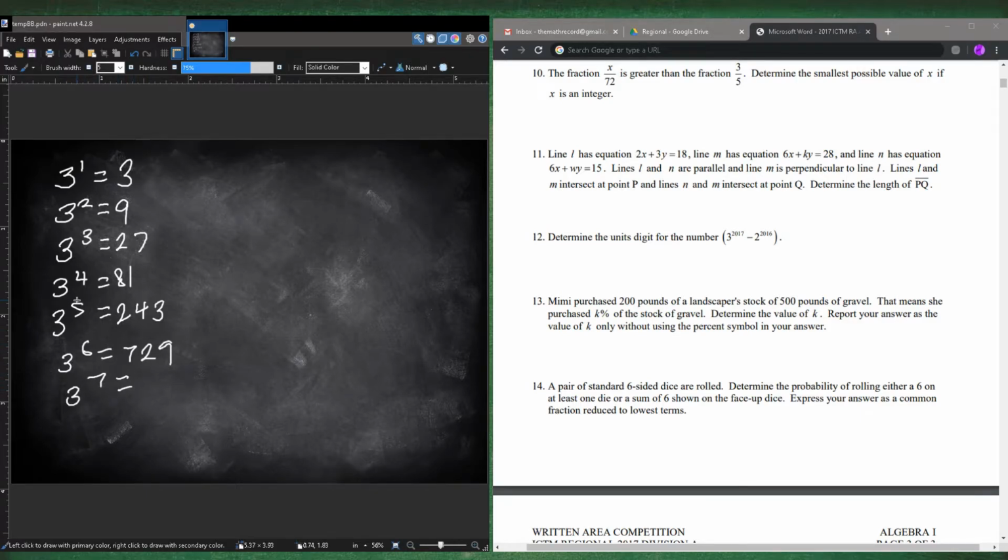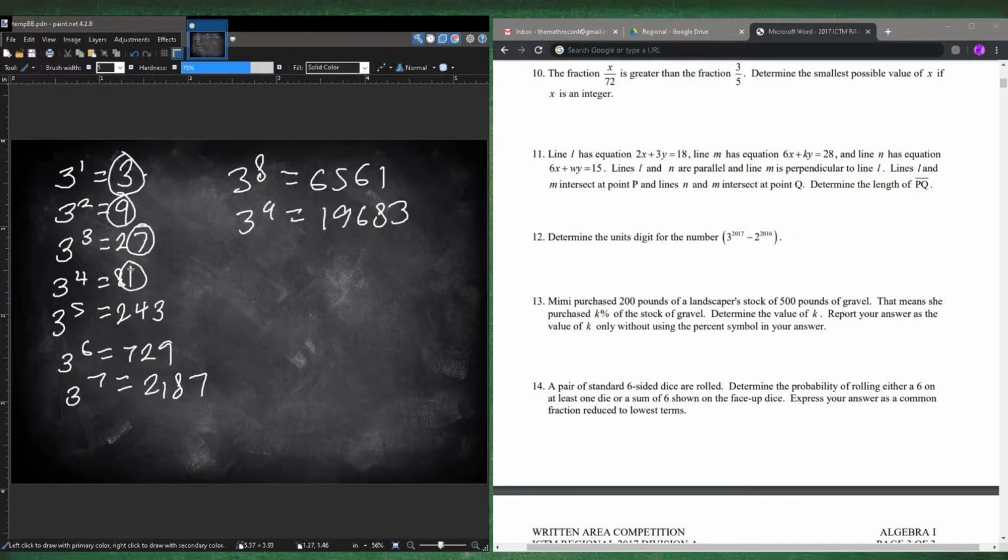That is, I actually don't remember. 729 times 3, we get 2187. 3 to the power of 8 is 6561. And then 3 to the power of 9, 19683. So the reason I wrote all this out is that you kind of see a pattern. If we keep track of only the units digit, we have a 3, 9, 7, 1. And then you have another 3, 9, 7, 1. And then you start again, 3, right?